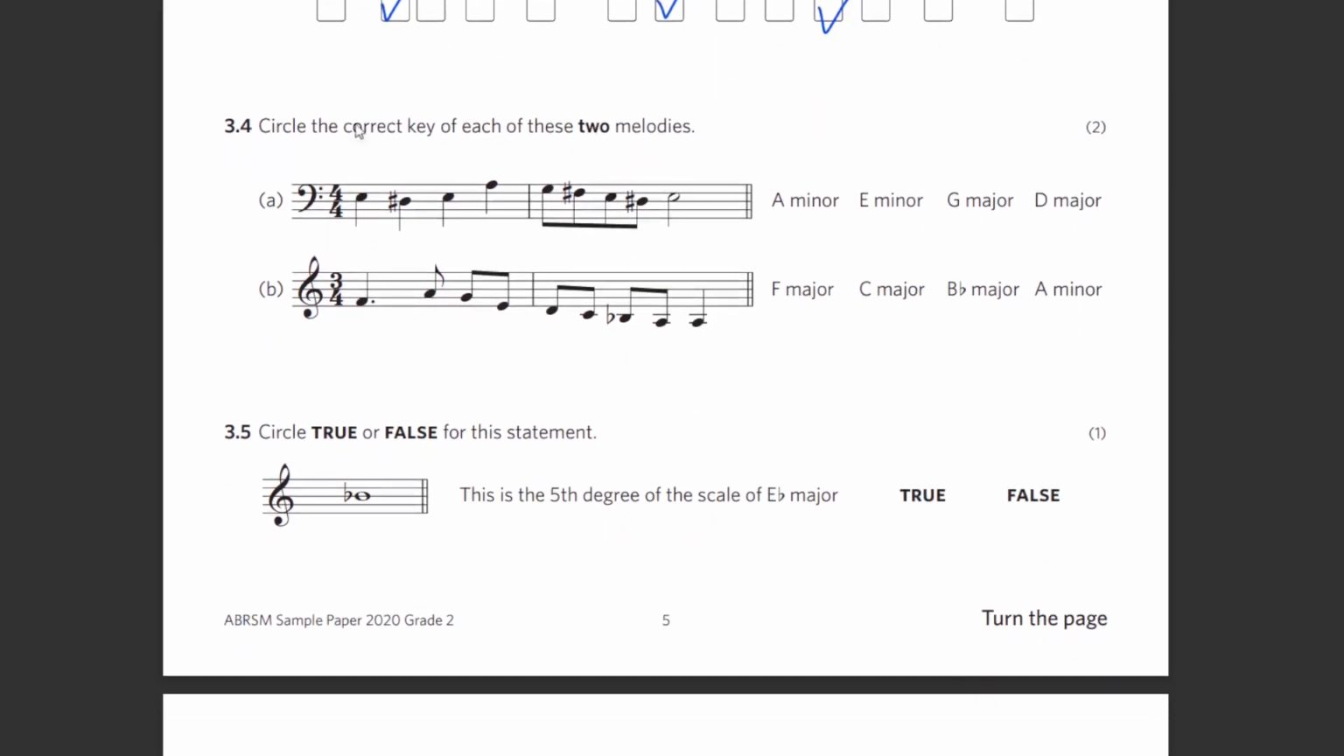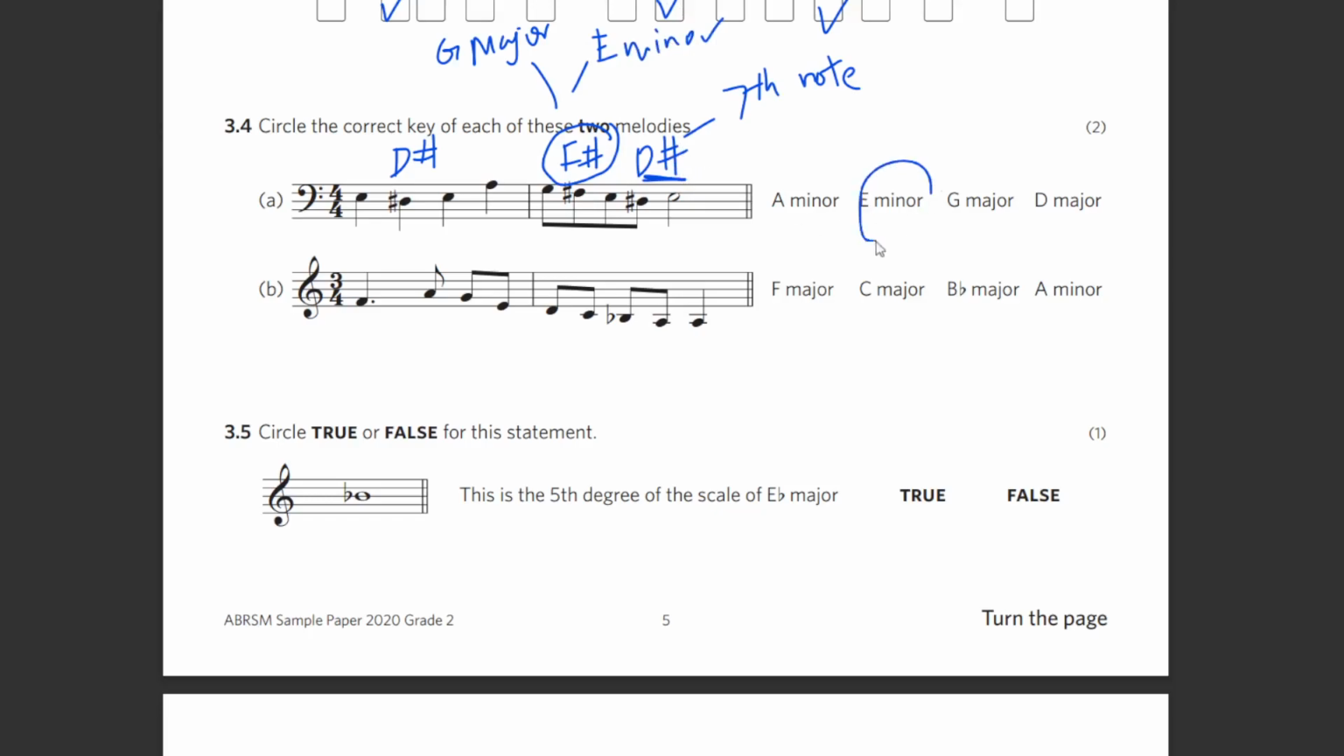Moving on to 3.4, circle the correct key of each of the 2 melodies. To do this type of question, first write out the accidentals you have. I have D sharp here, F sharp here, and D sharp. Remember, if you have D sharp, you need F sharp, C sharp, G sharp, D sharp, right? But there's no G sharp here. So very likely I have an F sharp and D sharp is the 7th note. Which key has F sharp in its key signature? It is G major and E minor, right? And for E minor, the 7th note is D sharp. So this key here is E minor.